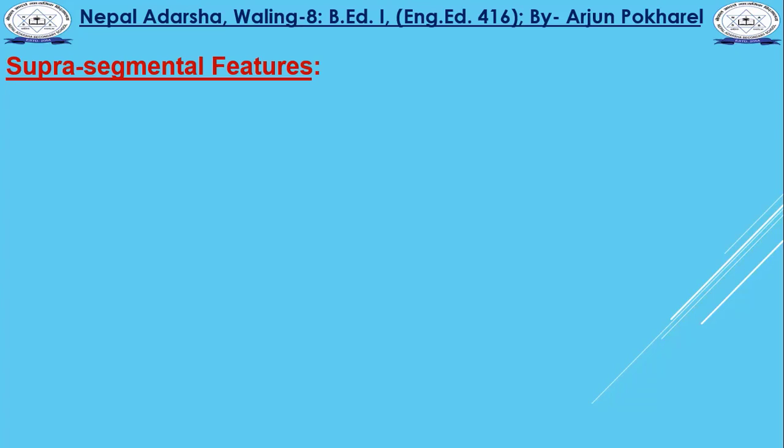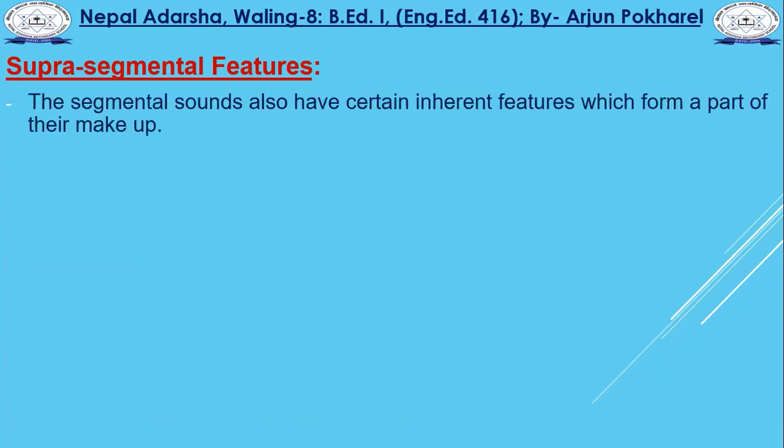So let's describe first the suprasegmental feature. The segmental sounds pa, ba, ta, da, ka, ga also have certain inherent features, inherent qualities, when they come in spoken form. The segmental sounds have certain inherent features which form a part of their makeup.